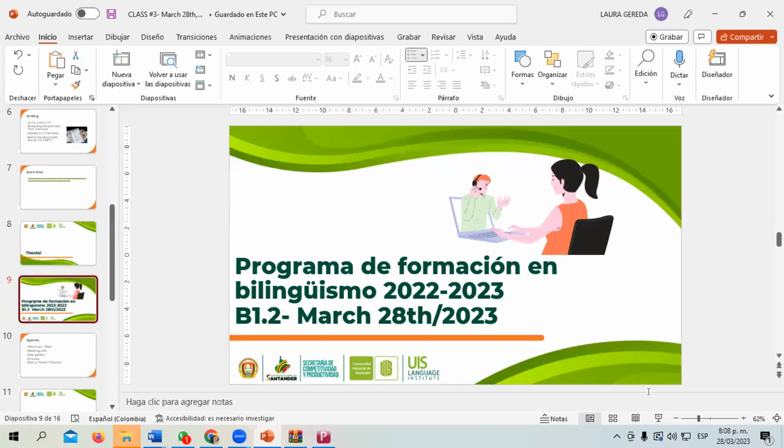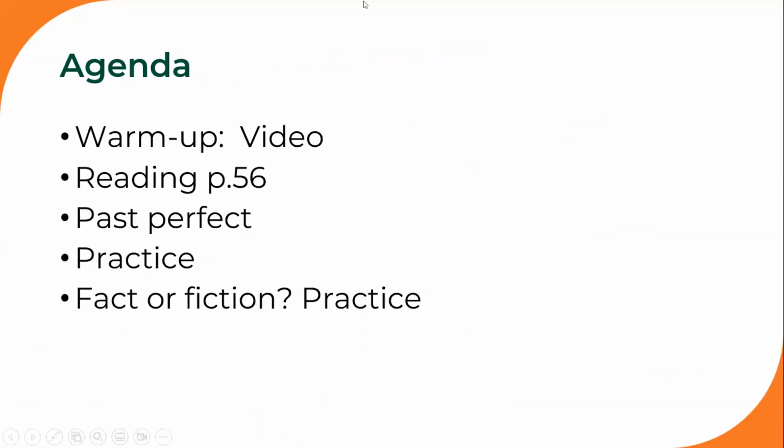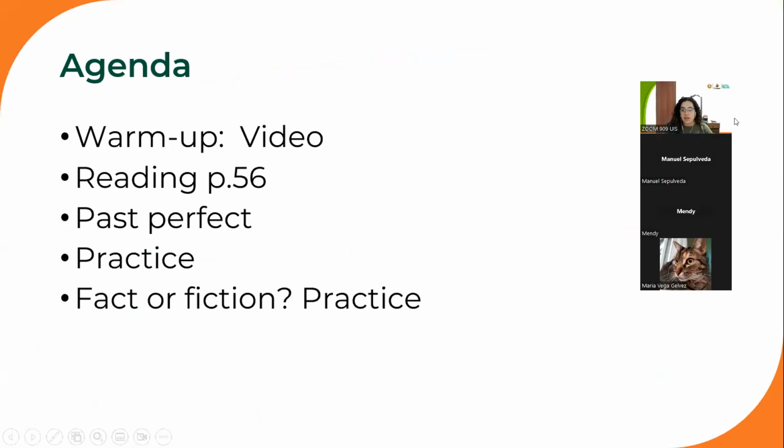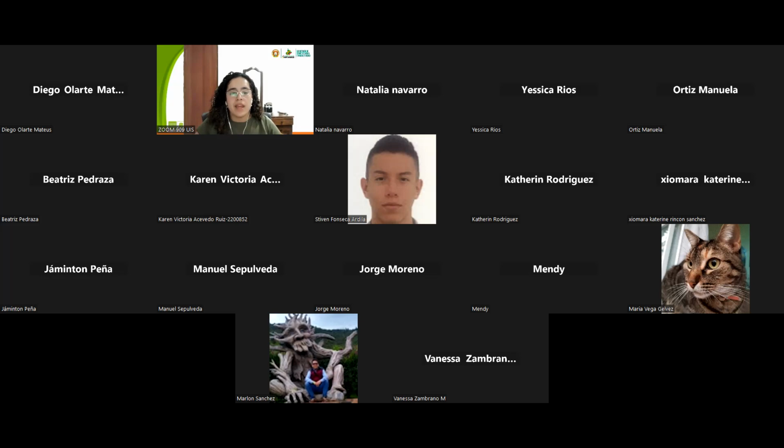All right, very good. So today we are going to start with Unit 6. First, we're going to watch a short video and answer some questions about it. We will start our reading practice on page 56, Unit 6. Then we will talk about the past perfect, review the use of past perfect, some practice, and then a writing and speaking activity called Fact or Fiction. Okay, so let's start immediately. We are going to watch a video about a movie, and after we watch it, I want you to answer some questions.